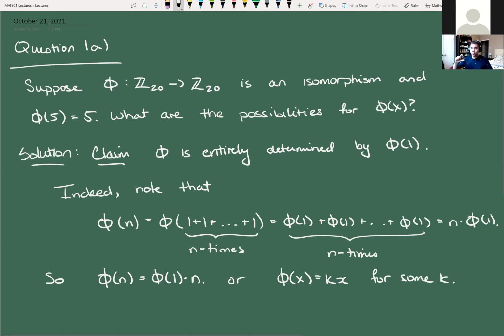It's kind of like, when you think about linear maps in linear algebra, if you know what a linear transformation does to a basis, you know what it does to everything because you can write it in terms of that basis. There's a sense here in which 1 is the basis element for Zn, because every other element can be written in terms of 1. It can be written by adding 1 to itself a whole bunch of times, and then the group homomorphism splits over that.